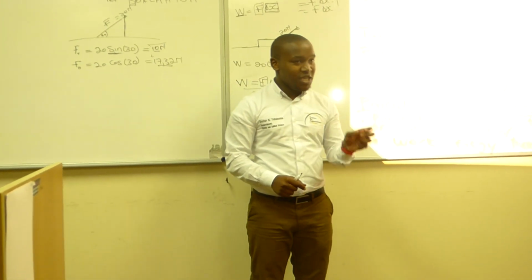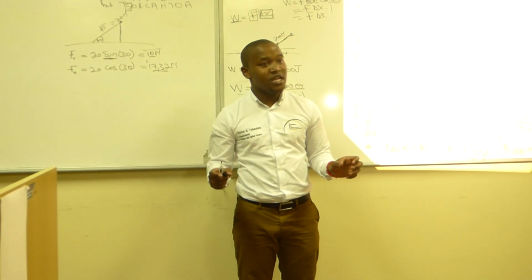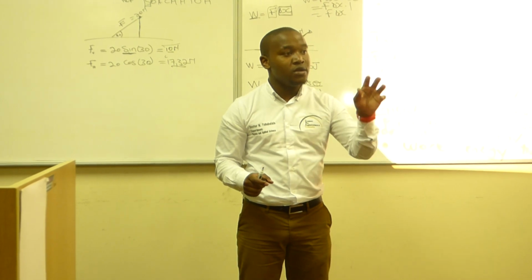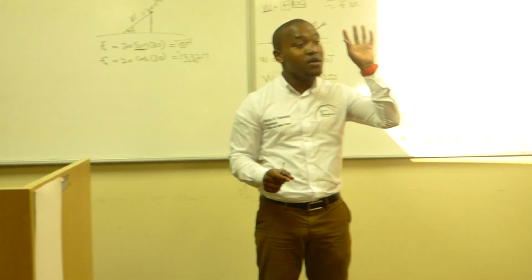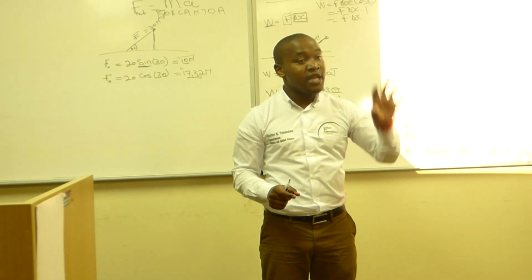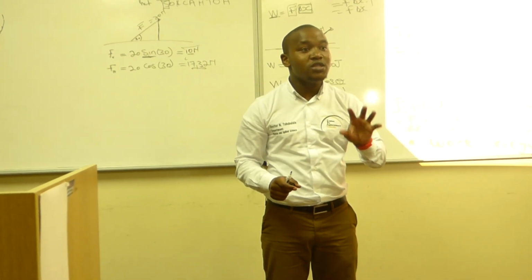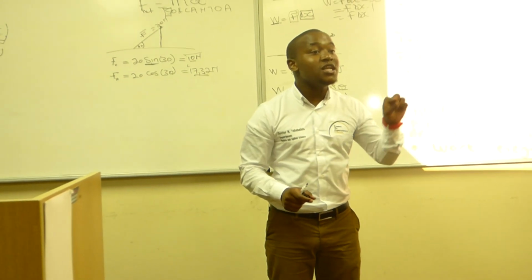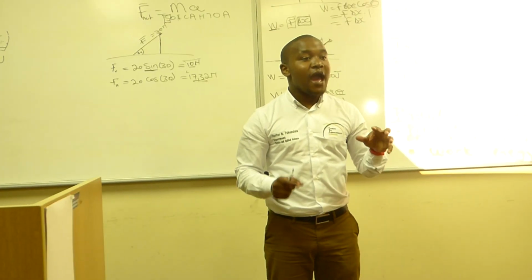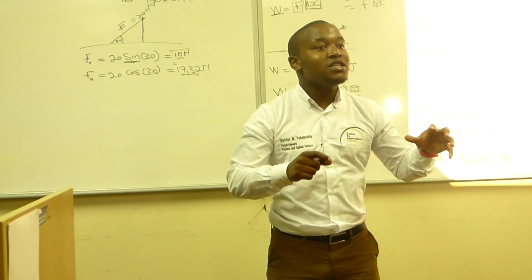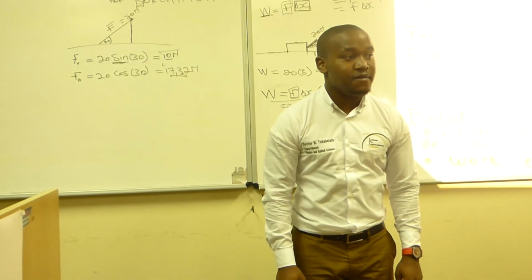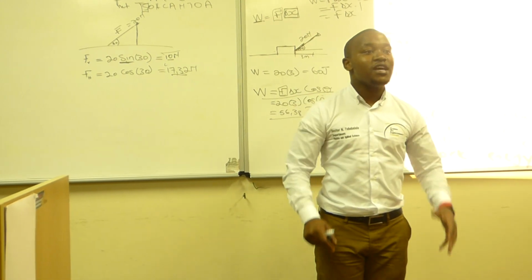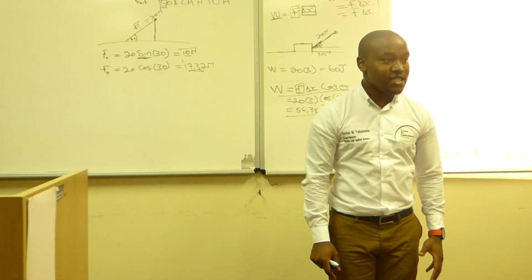Now, what is the difference between potential energy and gravitational potential energy? The difference between the two is I can have potential energy on the moon. I can have potential energy on Earth. Because potential energy does not depend on gravity. But gravitational potential energy depends on gravity. I can only have gravitational potential energy on the Earth's surface. Do you guys understand?